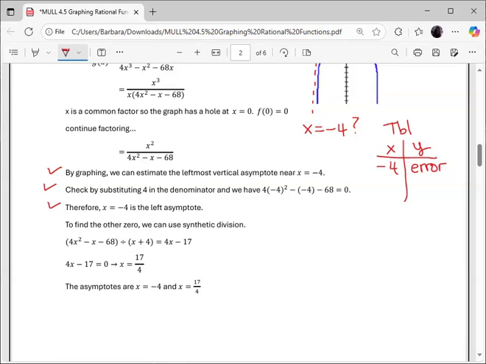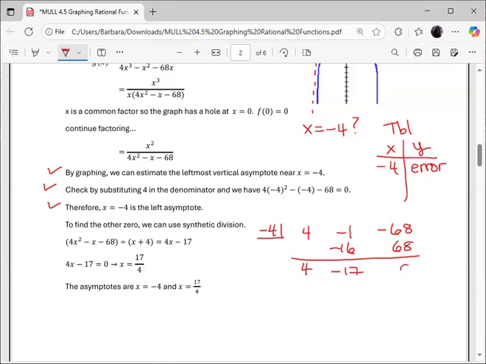So to find the other 0, I can use synthetic division. For the 4x squared minus x minus 68, I'm just going to look at the coefficients, and we're going to divide by -4, which we know is a 0. Bring down the 4, multiply. 4 times -4 is -16. Add, and we get -17. Multiply by -4, and we get positive 68.